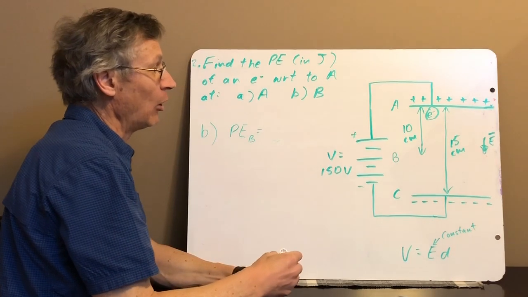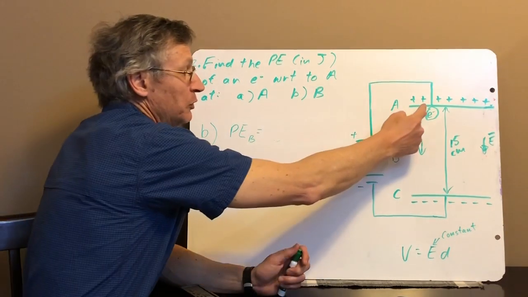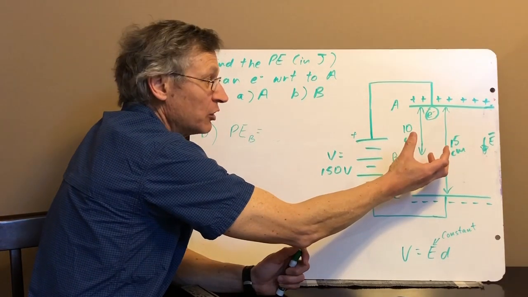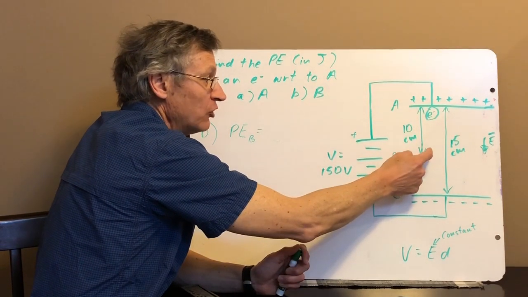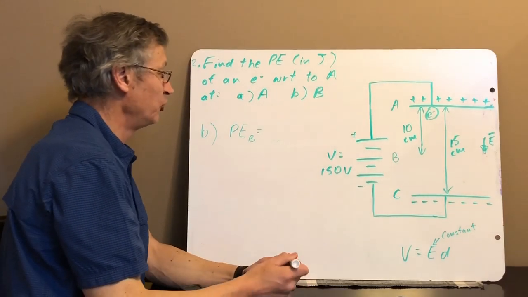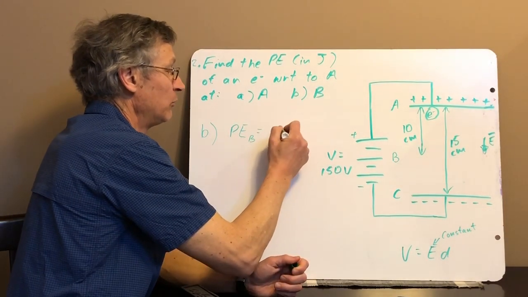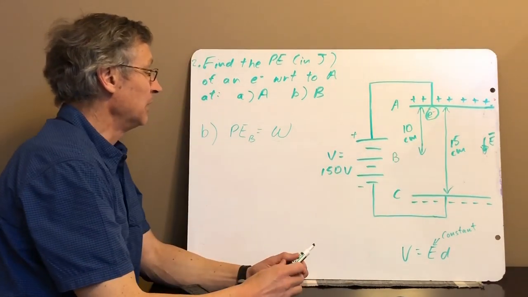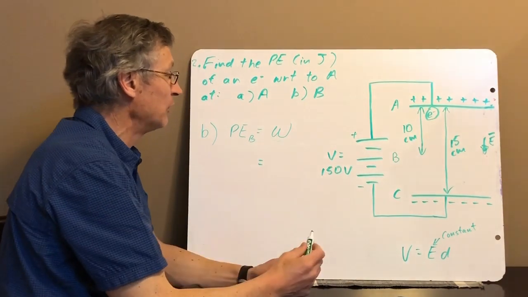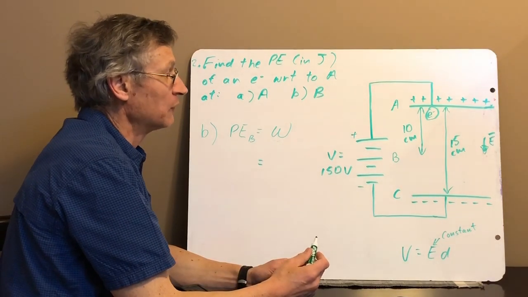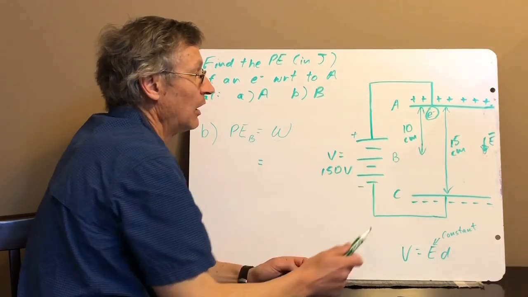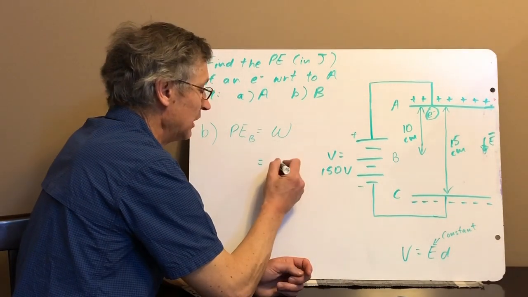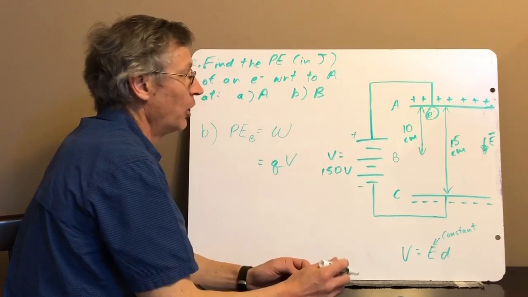Well, how about this? To get it to position B, I have to do work on it. The work I do on it is going to be equal to the potential energy it has. So the potential energy at B is equal to the work I do on it to get it to position B. And how do you figure out the work you do to get it from here to here? Force times distance probably isn't going to help you very much here. Probably this is what you want.